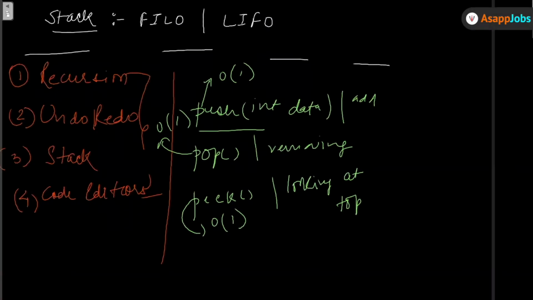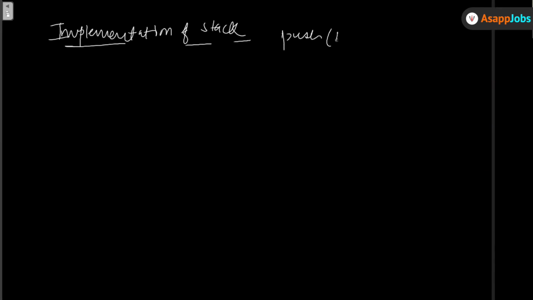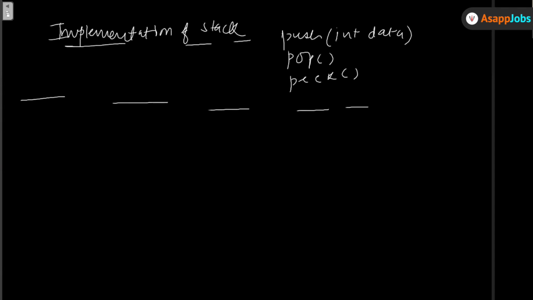So now comes the implementation of stack. The stack should have a functionality called push, in which I should be able to put the data, and it has a functionality called pop, which will return the data, and it has a functionality called peek. So stack is a data structure, and I have to implement it. And how do I implement it? I implement it using my old existing data structures, right?